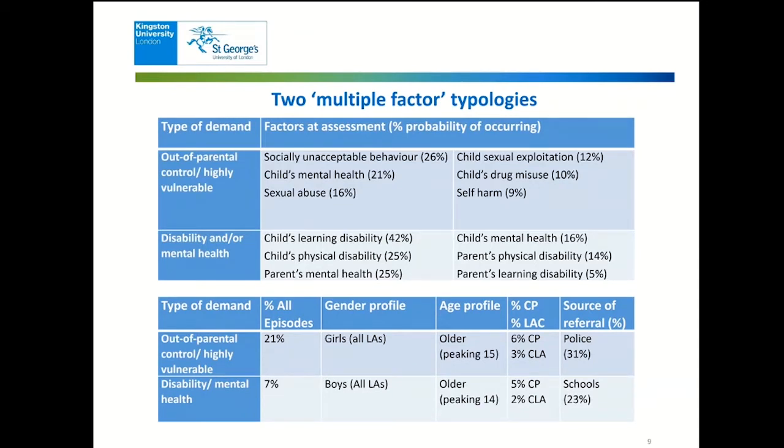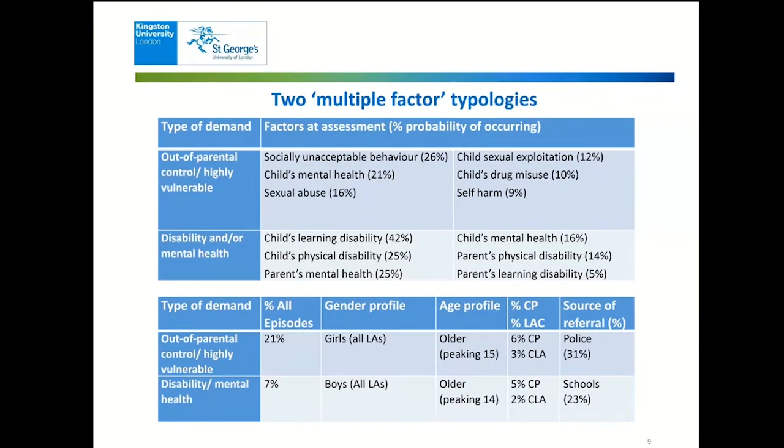So the next two typologies, we call them multiple factor, and you can obviously see why. So they're not dominated by a single factor assessment, they come in clusters. You can see there from the percentages the probability of these factors coming together in any single episode. When we looked at these, they're difficult to name and label because they're multiple factors. We thought it was indicative of children who were probably out of parental control and were highly vulnerable for various reasons, as you can see, for reasons of mental health, potential risk of self-harm, child's own drug misuse, and the risk of sexual abuse and child sexual exploitation. As well as what you might term more externalising socially unacceptable behaviour.